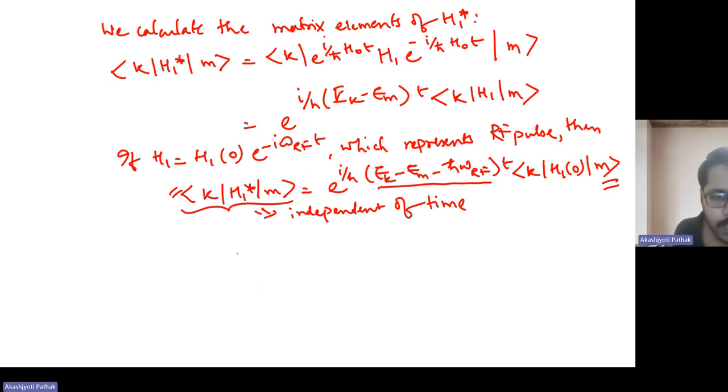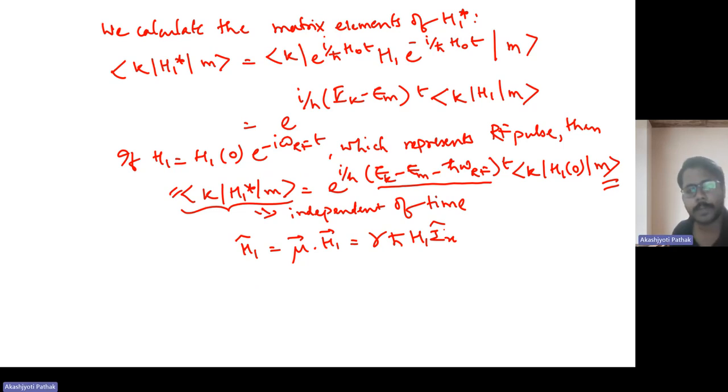Now if the RF pulse is applied along the x-axis, then this will be equal to gamma h cross h1 Ix. So now the transformation operator is equal to e to the power minus i by h cross the Hamiltonian h1 star t. This then becomes e to the power minus i beta Ix.